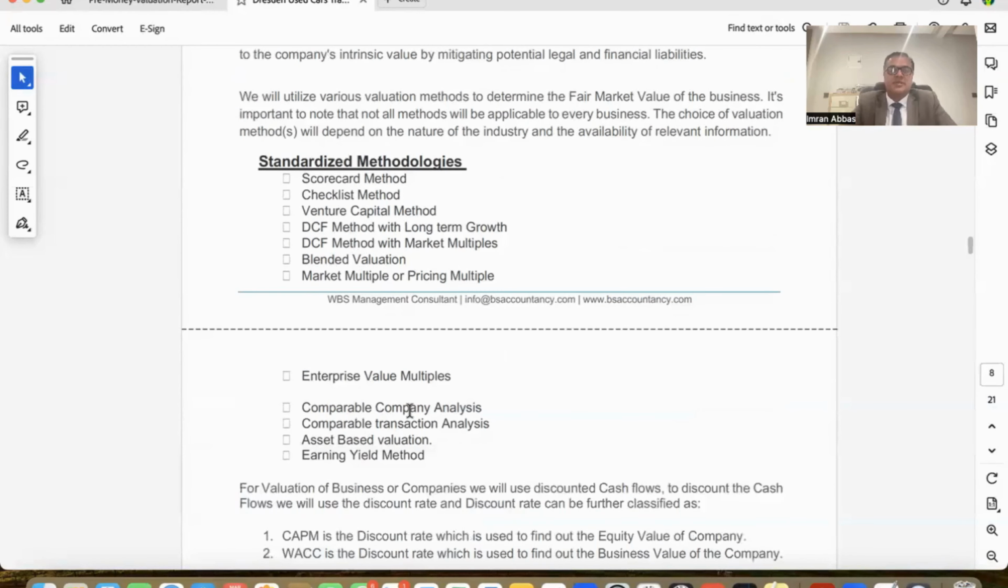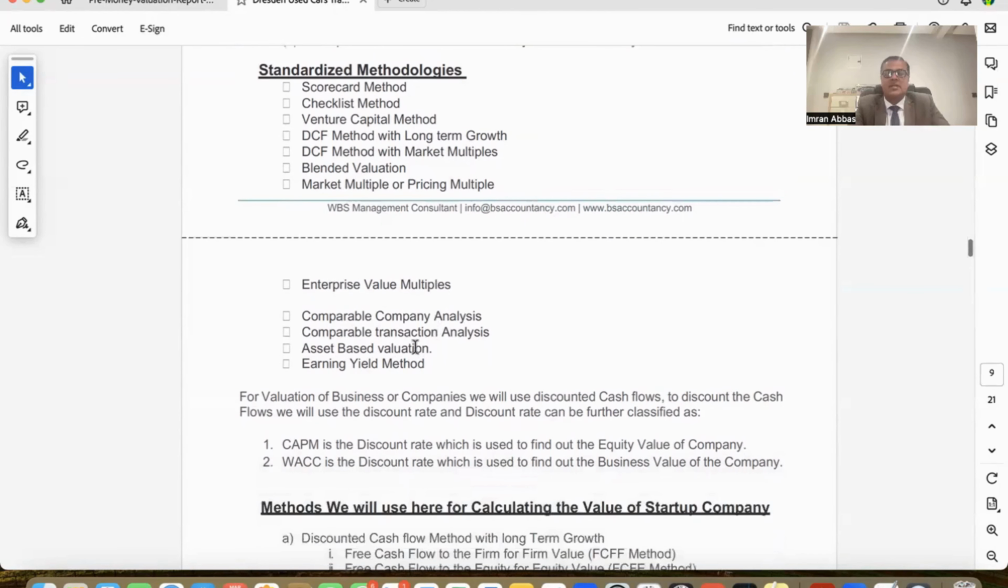If you see other methods like market multiple or pricing multiple, that is PE multiple, PB multiple, price to book ratio, price to sales ratio, price to earnings ratio, that would be called the pricing multiple. These methods we apply using public, listed companies. From there we take the data and apply it to our subject private company to calculate its value. Enterprise value multiple is always used for full private company valuation, but market multiple and price multiple we use for minority interest valuation. This is the main difference.